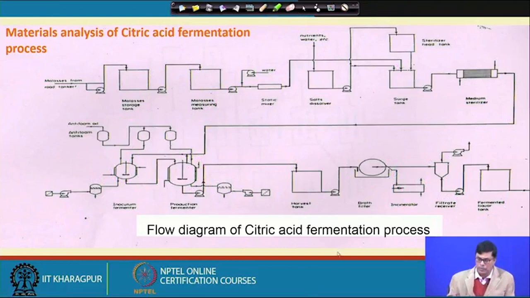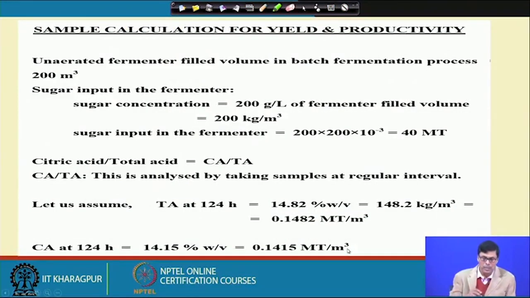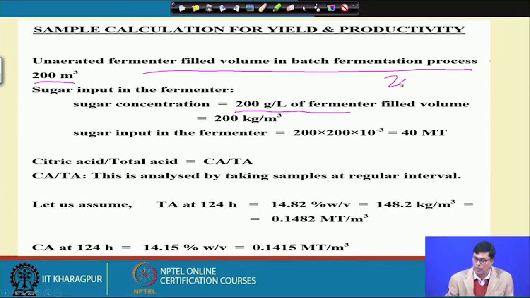Now, let us see how we can do the analysis of this process. Suppose the unaerated fermenter volume in the batch fermentation process is 200 cubic meter, and the sugar concentration is 200 gram per liter. I have already shown you how to convert the units. If you want to convert to kg, 1 kg is equal to 1000 gram, so gram will cancel, and then you can convert to kg.